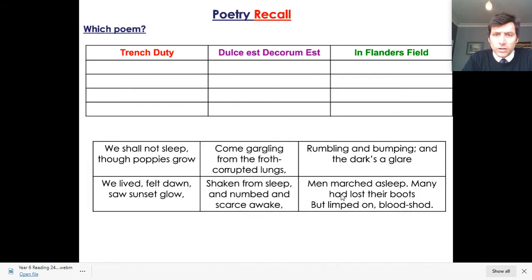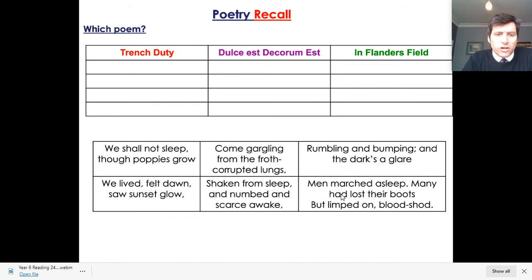Okay, just a bit of recall about three of these poems then. We've got Trench Duty, Dulce et Decorum Est from Wilfred Owen, and In Flanders Fields from John McCrae. So we've got those three poems, one by Siegfried Sassoon, one by Wilfred Owen, and one by John McCrae. Okay, which poem does each of these lines go with? See if you can recollect.